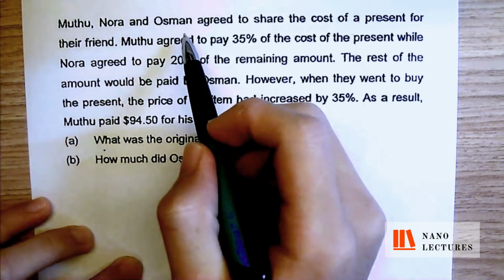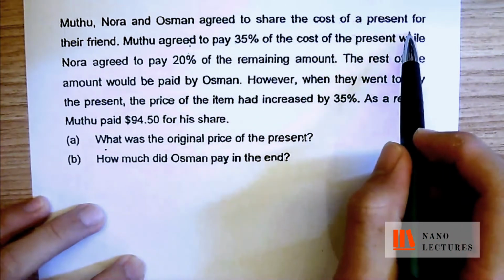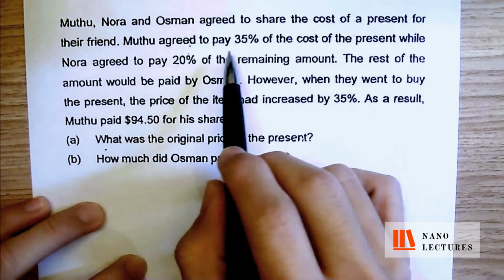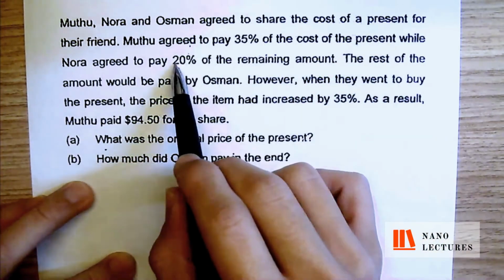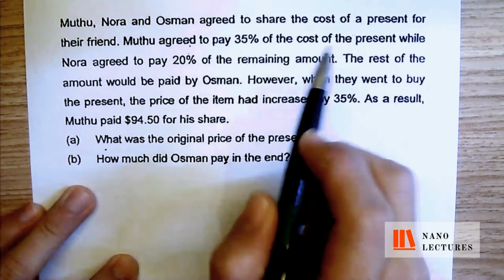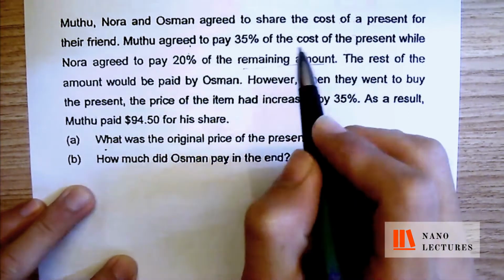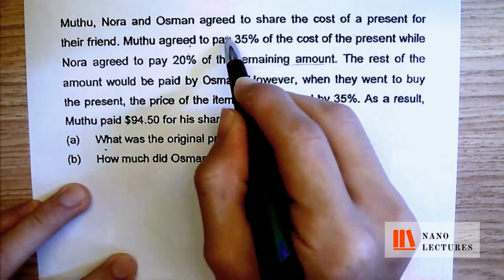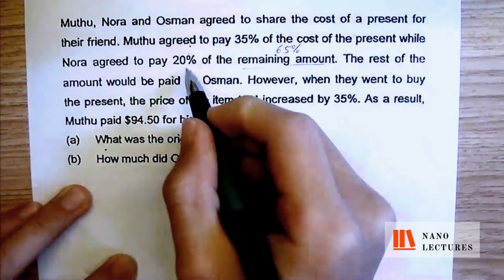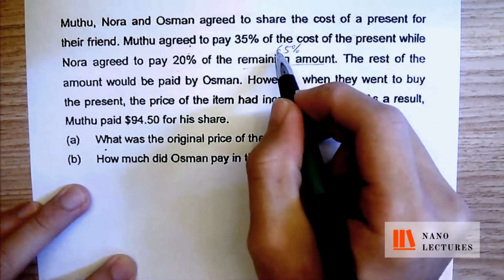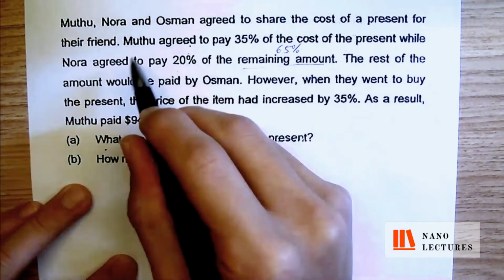Muthu, Nora and Osman agreed to share the cost of a present for their friends. Muthu agreed to pay 35% of the cost. Nora agreed to pay 20% of the remaining. Okay, so after Muthu agreed to pay 35%, we are left with 65%, right? So it is 20% of the 65%, not 20% of the overall.